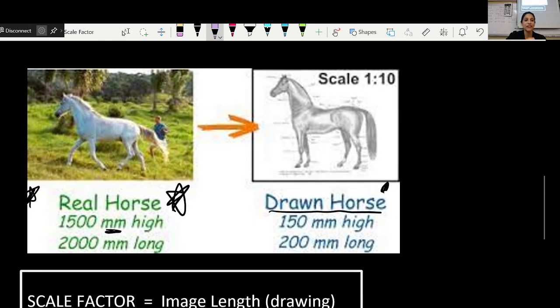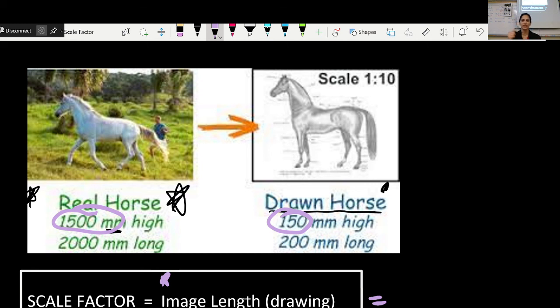Okay, so to get the scale factor, we have a formula. So you need to know this formula here. Image length, so the drawing, over the object length, which is the actual size. So in this scenario, what is the image length? It doesn't really matter which one we choose. See how they're telling you the height versus the width? We just need to keep it consistent for the two of them. So if I'm going to use 150 millimeters, then I'm going to use the 1500 millimeters for the actual size. Does that make sense?